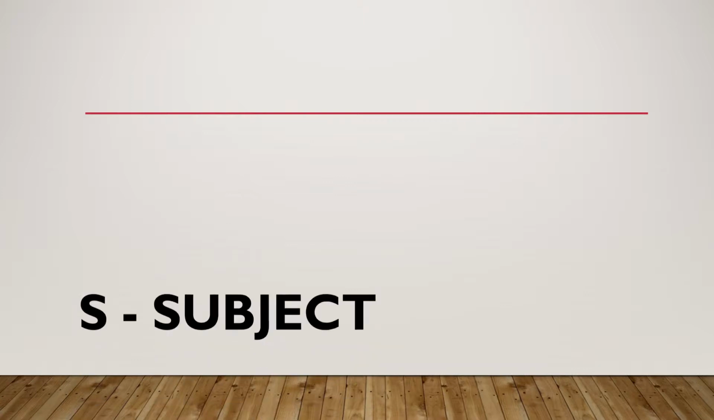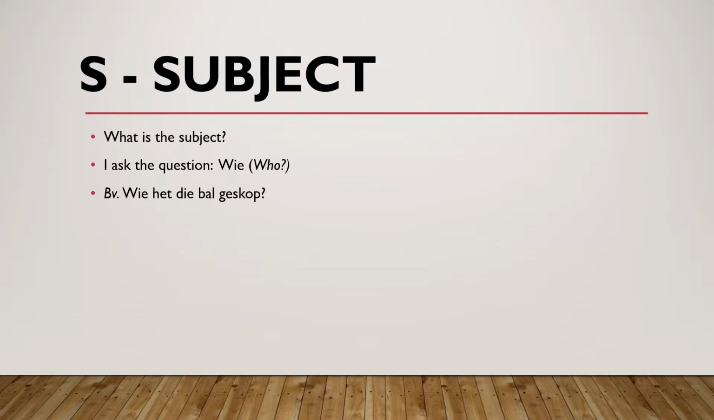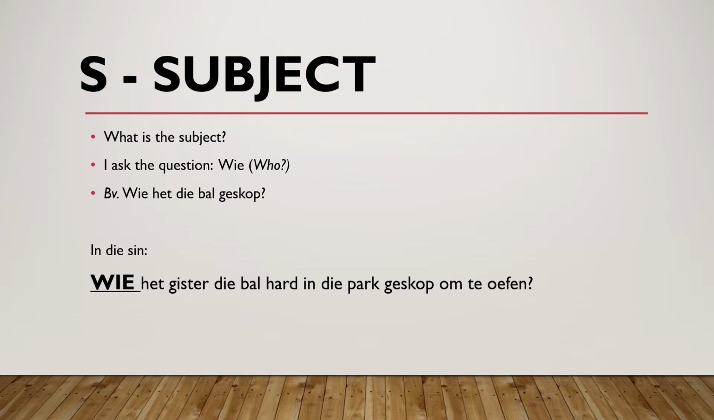So firstly, I have my S of stompie, which stands for the subject. What is my subject? I ask the question, as we saw on the other slides, wie, or who. So wie het die bal geskop? Who kicked the ball? The answer to that question would be my subject. In our example sentence, it would be: wie het gister die bal hard in die park geskop om te oefen? And my answer to that would be: die man. So in that sentence, my subject is die man, the man.